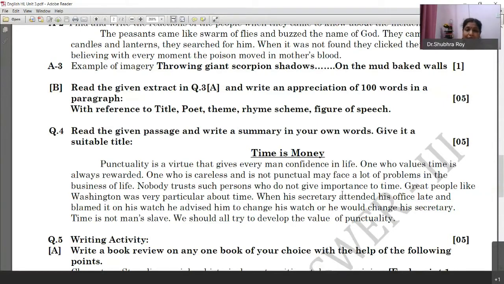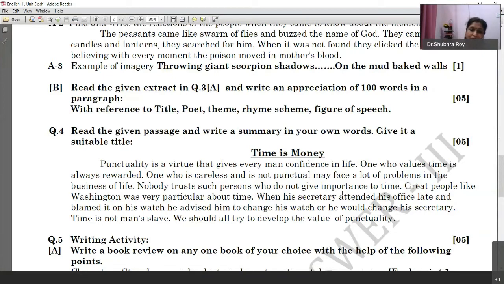Punctuality is a virtue that gives every man confidence in life. One who values time is always rewarded. One who is careless and not punctual may face a lot of problems in the business of life. Nobody trusts people who do not give importance to time. Now, I have not given the complete example about Washington's secretary, but I've just written that great people like Washington were very particular about time. When his secretary attended his office late and blamed it on his watch, he advised him to change his watch or he would change his secretary.